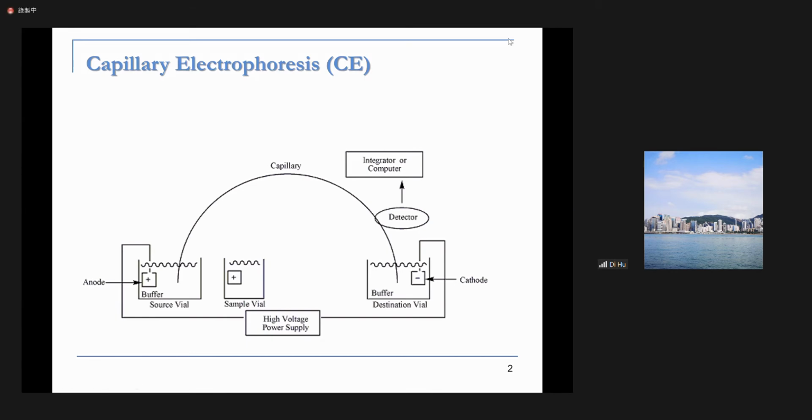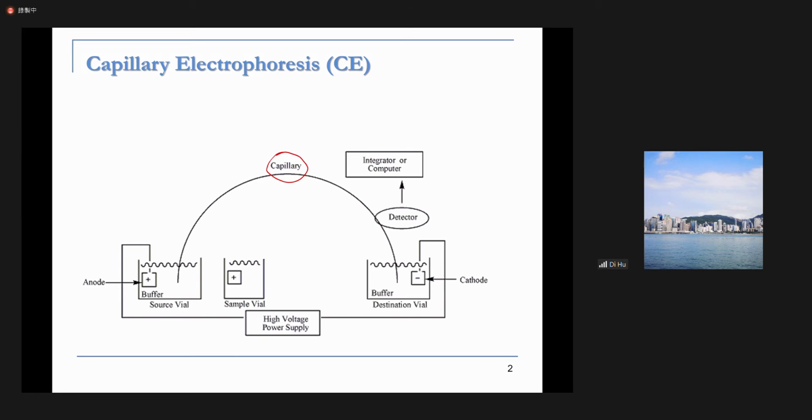One thing we see is that it uses a capillary tube, something similar to a GC column. It's the fused silica one, which is very common, and the ID is about 25 to 75 micrometers. This tube is also relatively short, normally less than 100 centimeters, can be 50 or 60 centimeters. So it's a relatively short capillary tube.